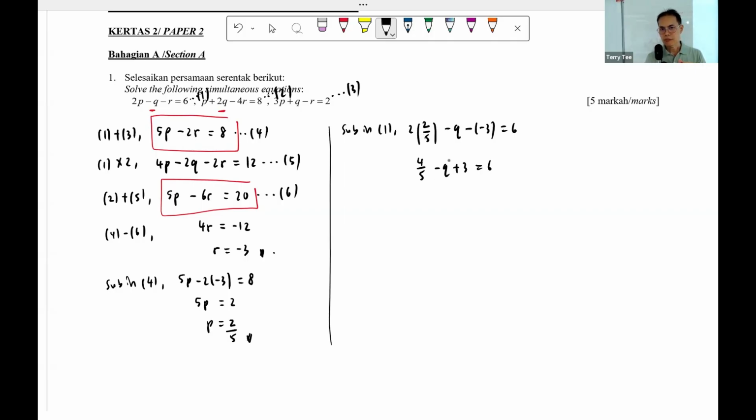Okay, maybe I transfer Q to the right and transfer this to the left. So 3 minus 6 is negative 3. Q is 4 over 5 minus 3. So it's 4 minus 15, negative 11 over 5.